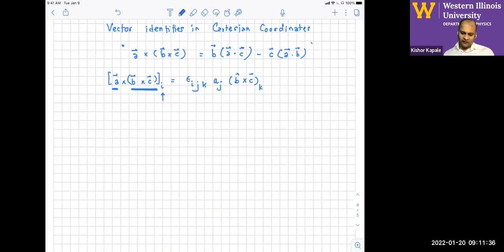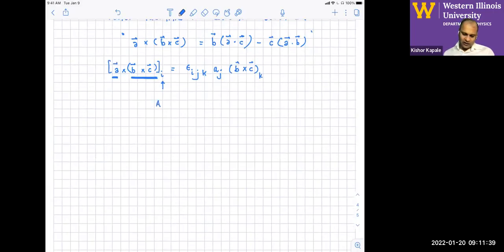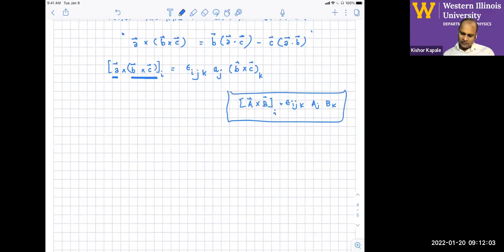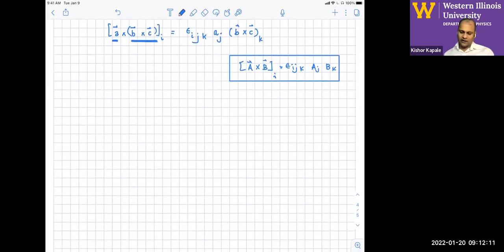Okay, everybody with me? So what we have used here is that A cross B, the ith component rather, is epsilon ijk A_j B_k. This is what we have used here. I'm going to put it in a box. Okay, so make sure you understand what we are doing, and that's all. That's going to be very powerful always to figure out these vector identities.